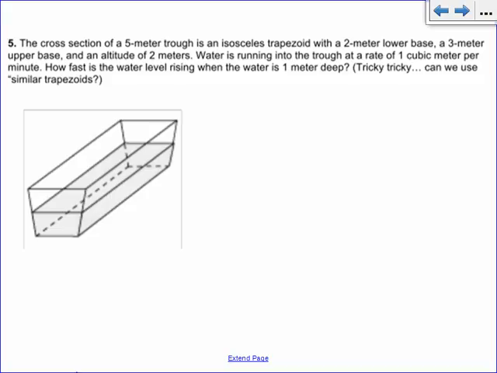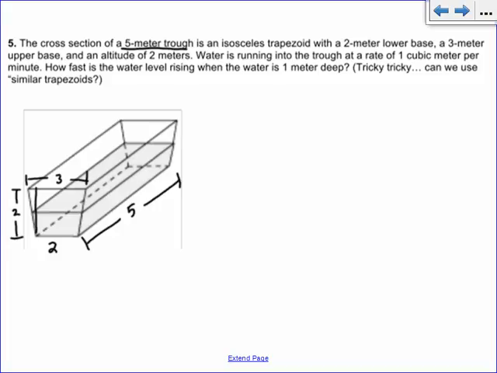All right, so here's what we're going to do. We're going to label everything first. It says the cross section of a 5-meter trough. When it says 5 meters, it's talking about 5 meters long, so this is 5. With a 2-meter lower base, a 3-meter upper base, and an altitude of 2 meters. So we have all the labels there.